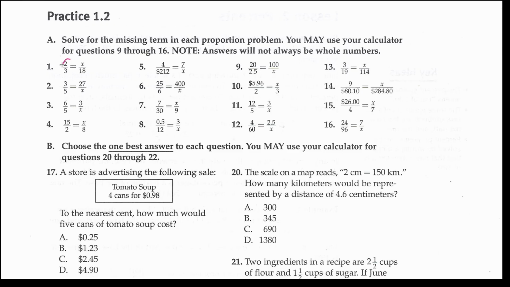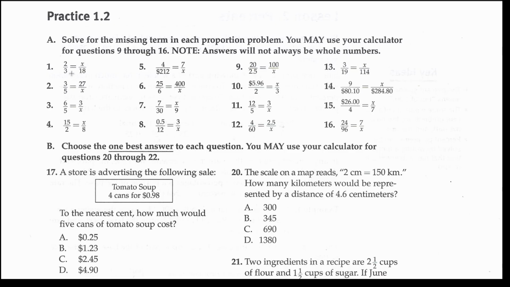2/3 equals x over 18. You have two ratios here. The first ratio is 2/3, equals the second ratio, and in the second ratio, one of the values for the variable is missing.